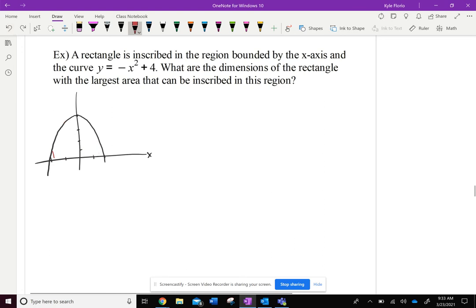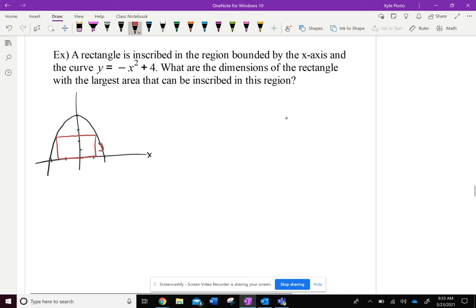So without loss of generality here, I'm just going to draw some rectangle, just so we have an idea. I want this thing to get as big as possible. I don't really know where the x and y values are, but that's what we want to find out. So I want to find out the height, which I'm going to call y, which is going to relate to the y-axis.